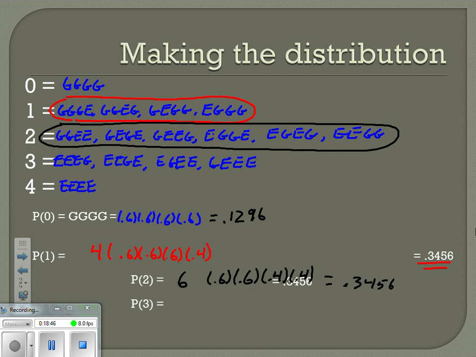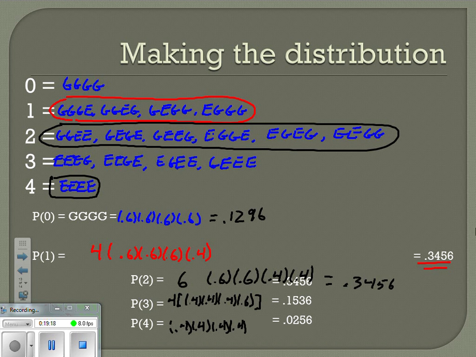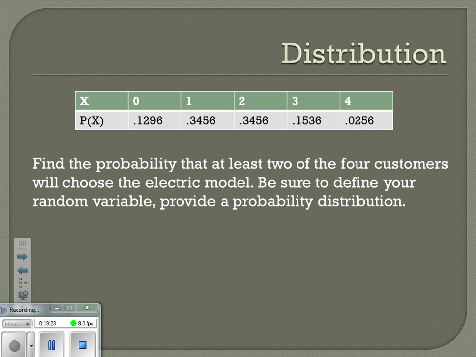Probability we get 3. Again, that was going to be 4 times, now we've got 0.4, 0.4, 0.4, so now we've got 3 E's, and then 1 G. And then finally, there's only one way. There's exactly one way to get 4 E's, and that's just going to be 0.4 times 0.4 times 0.4 times 0.4. That equals 0.0256.